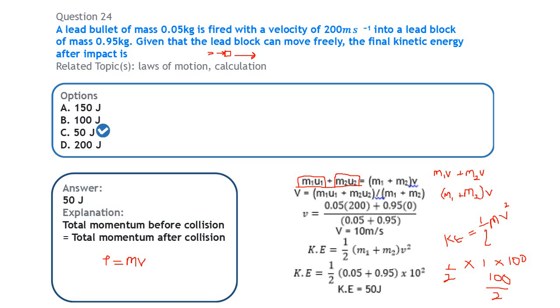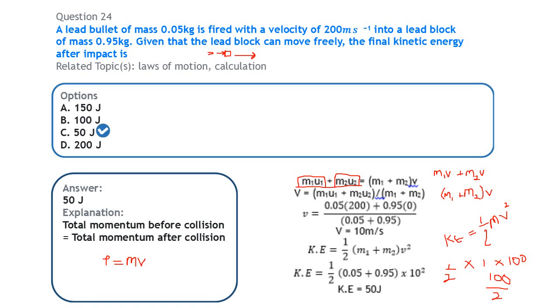Now in our substitution here, remember this is m1 u1, that is the mass of the bullet times the initial velocity of the bullet. For the lead block, we have the mass of the block times the initial velocity. Because this block was originally at rest, meaning it was just standing there, it was not moving, its initial velocity is 0. That's why you have 0 here.